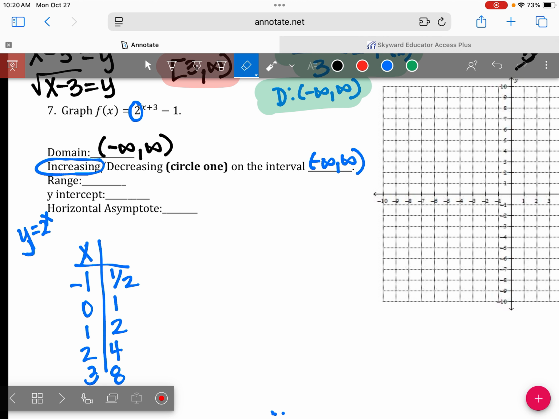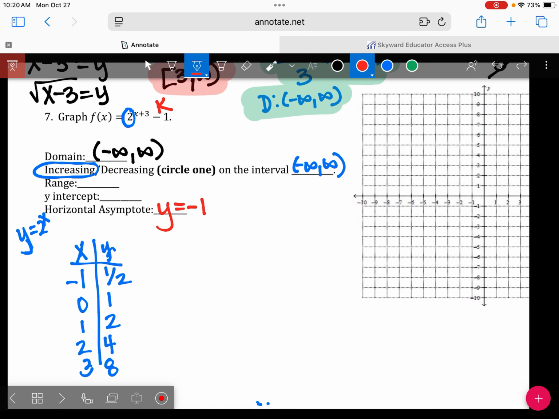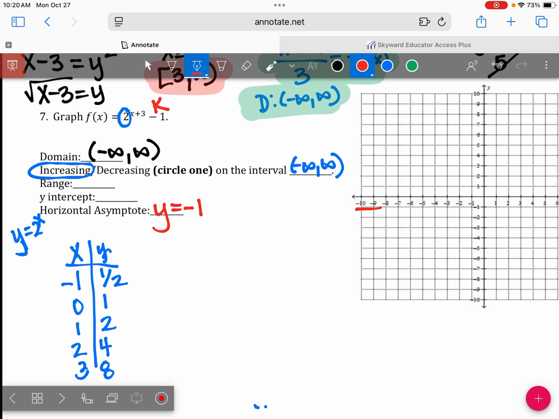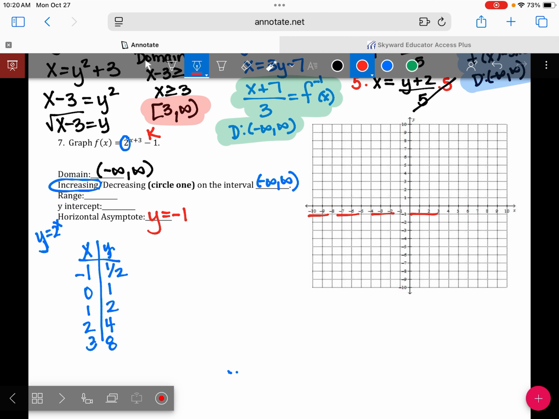I feel like I should move that up a little bit because that looked like a 7. All right, so a couple of things. First thing is going back, this K value is your horizontal asymptote. So that's going to be at y equals -1. I'm going to go ahead and draw that on my graph. So this graph is not going to touch or go under this line.